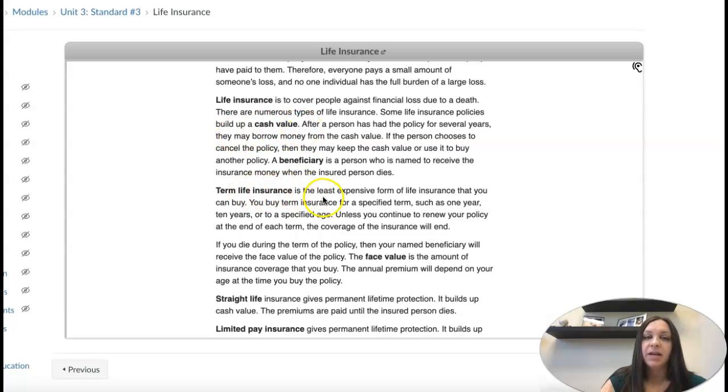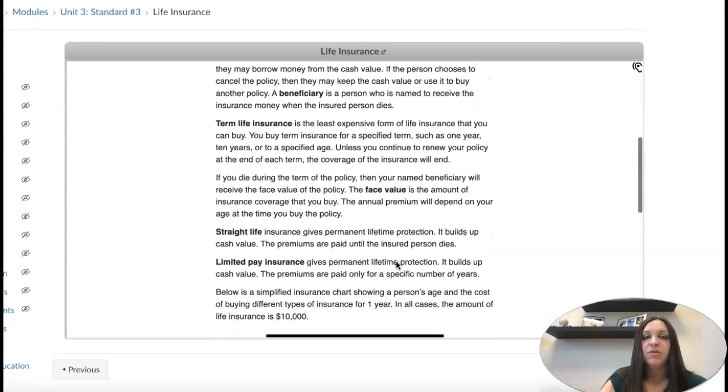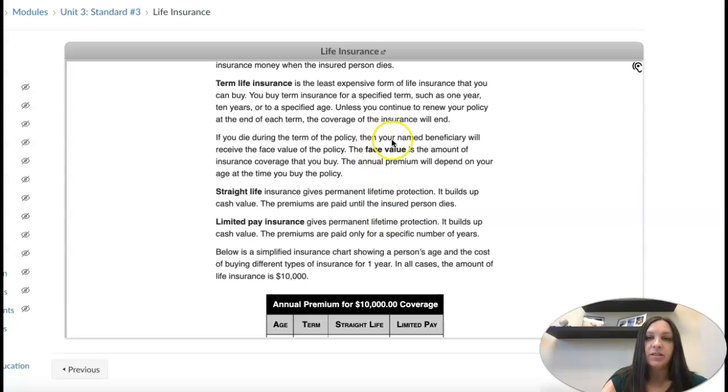So a term life insurance policy is the least expensive, and you buy it for a specific term. That's why it's called term. So 1 year, 10 year, or maybe until you're like 50 or a certain age. So if you die during that policy, then your beneficiary will just get that amount that you've put in.